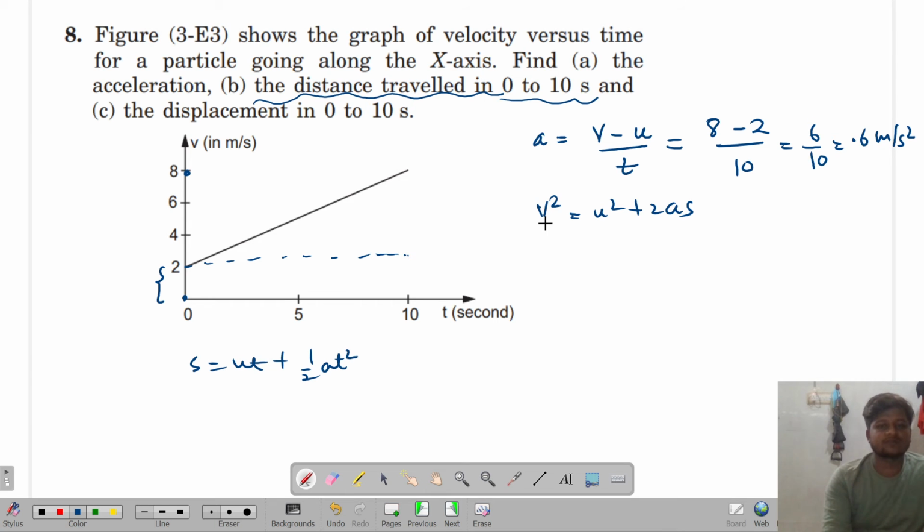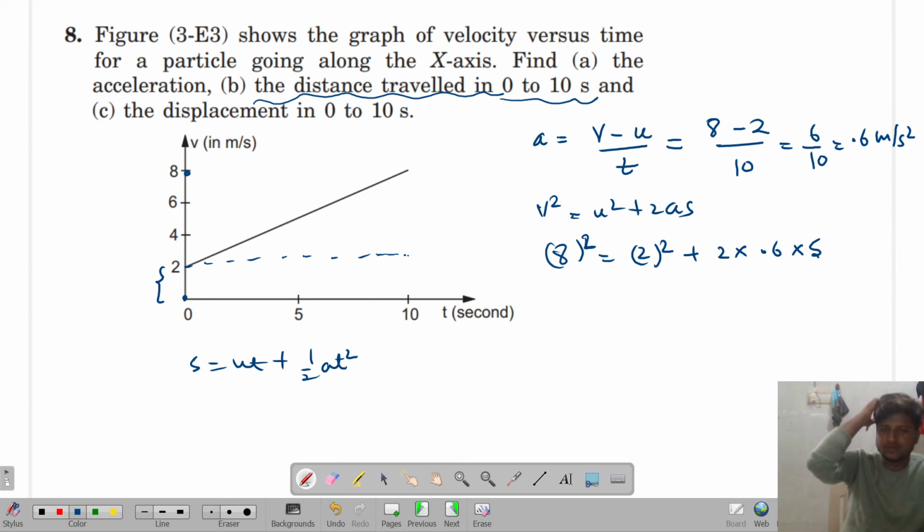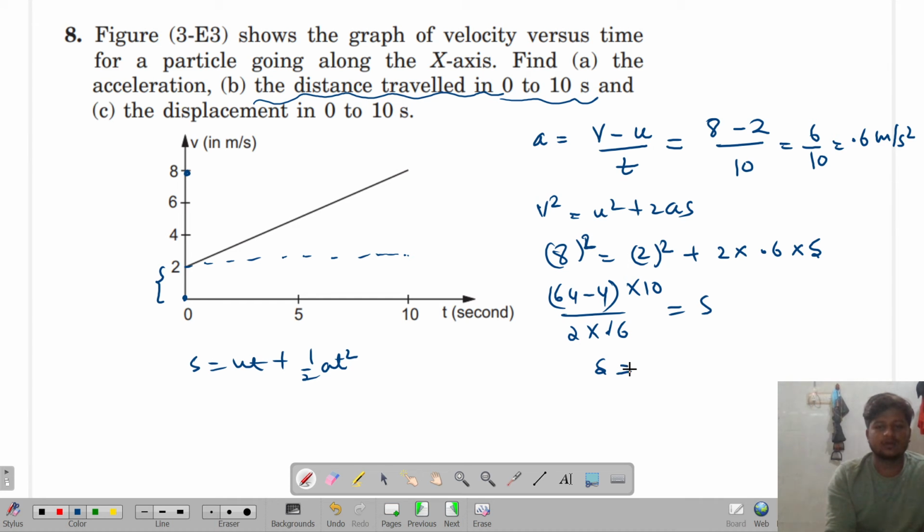So v square, final velocity is 8, so 8 square. Initial velocity is 2, so 2 square, and that is equal to plus twice into acceleration. Acceleration we got as 0.6, into displacement. If you apply this, you are going to definitely get your displacement. I think it will be 64 minus 4 divided by 2 into 0.6. That is going to be how much, guys? It will be 10 over here, and here it will come as 60. So therefore, displacement or distance is 50 meters. Got it or not?